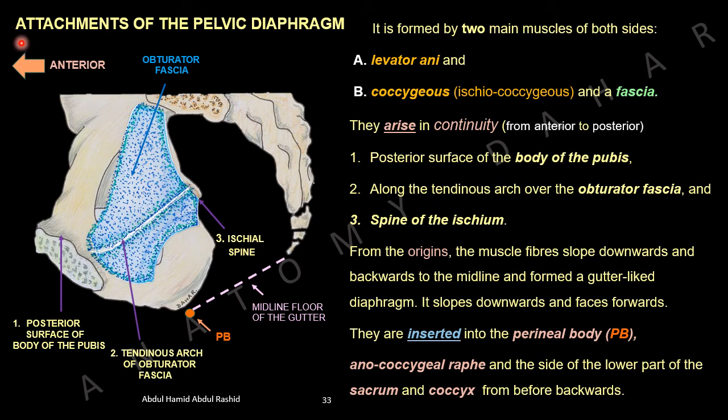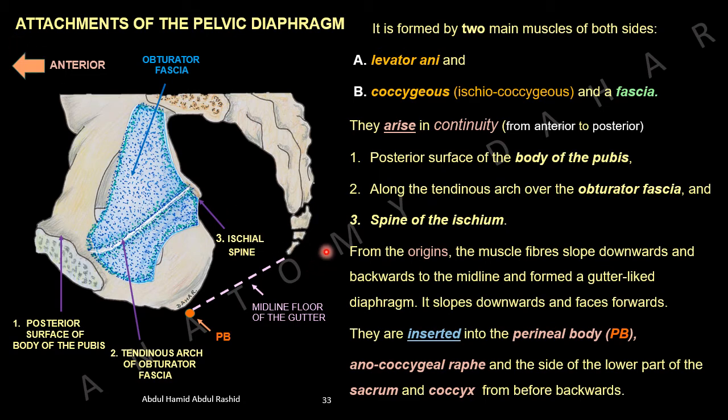The pelvic diaphragm is formed by two main muscles on both sides. They are levator ani and coccygeus muscles, together with the fascia. They arise in continuity from anterior to posterior. Number one, from the posterior surface of the body of the pubic part. Number two, along the tendinous arch over the obturator fascia. And number three, the spine of the ischium.